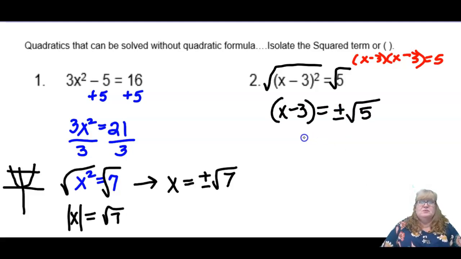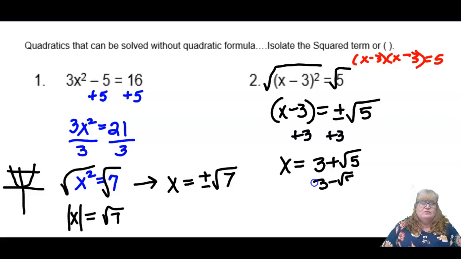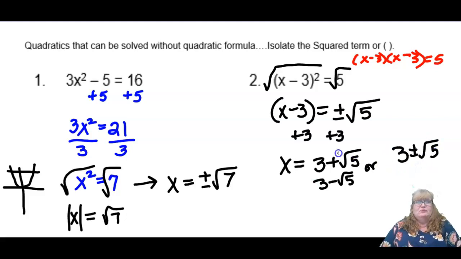Square root of 5 is ugly, so we're going to leave it as an exact answer. Now, I still wrote it in parentheses, but they're not doing anything over here. So all we have to do to isolate the x is add 3. Now, you have to be real careful how you write this, because it is 3 plus the square root of 5 or 3 minus the square root of 5. And you can write it 3 plus or minus the square root of 5, but you have to be real careful. The 3 is added, not multiplied. So you can't write plus or minus 3 square roots of 5 or some crazy business, okay?